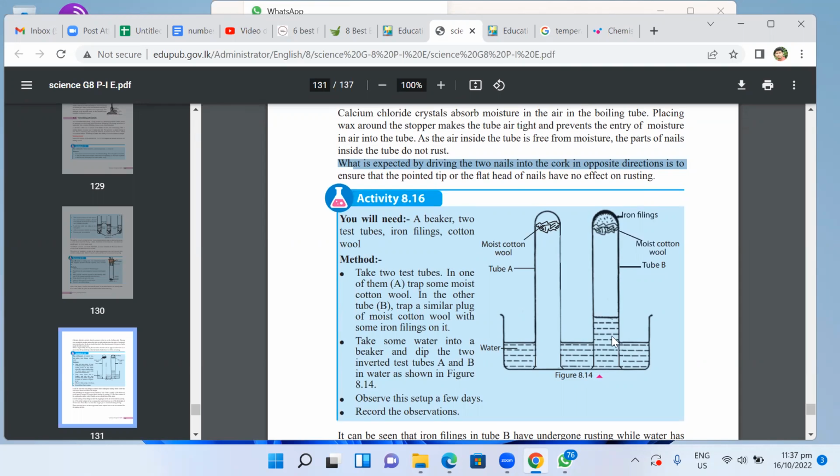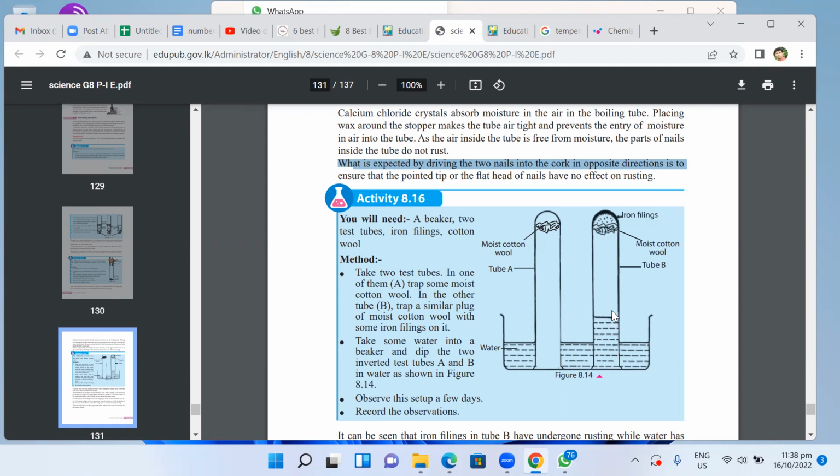It gets oxygen from air. Yes, it gets oxygen from air for the rusting purpose. This is moving up. Why is water moving up? Why do the water levels change?